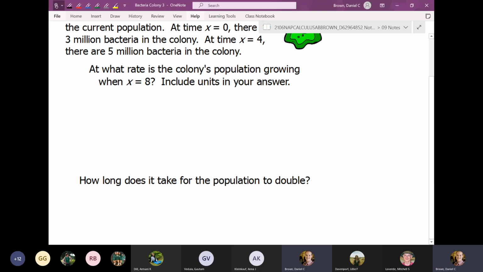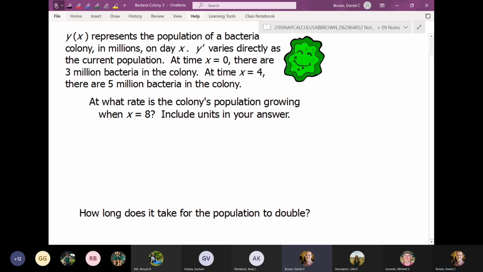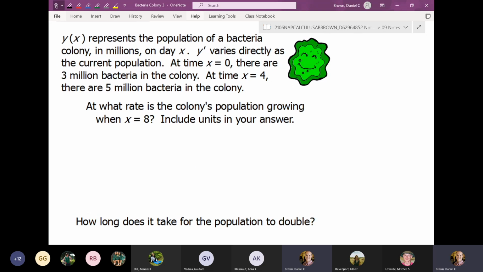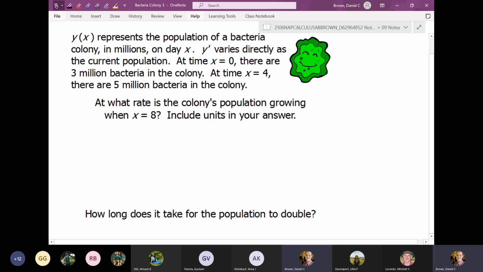I try to just choose some problems of anything that they can ask you after doing this. So again, these are kind of random, but I tried to base it off of old AP questions. There's no calculus involved really after this point. It's all just going to be algebra and interpreting. So I have, at what rate is the colony's population growing when x is equal to 8? Use units in your answer.